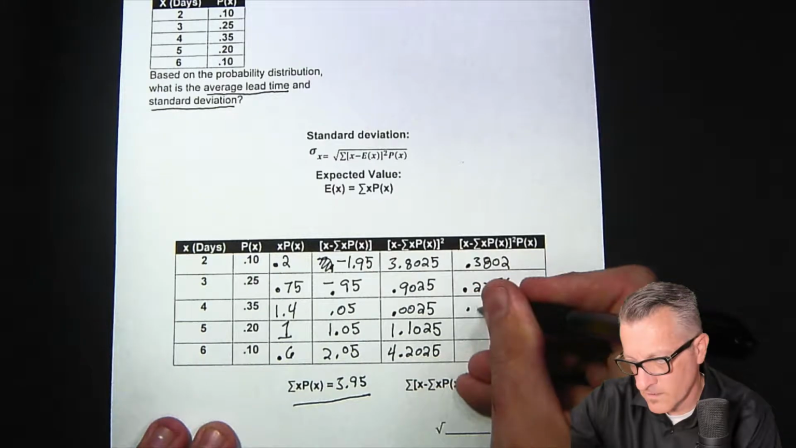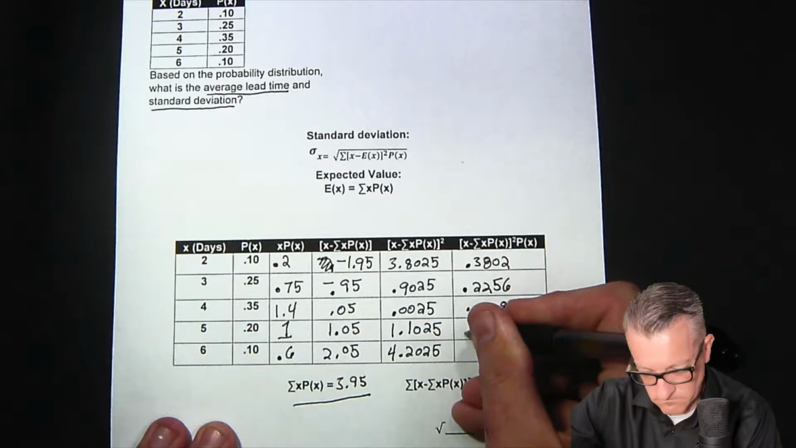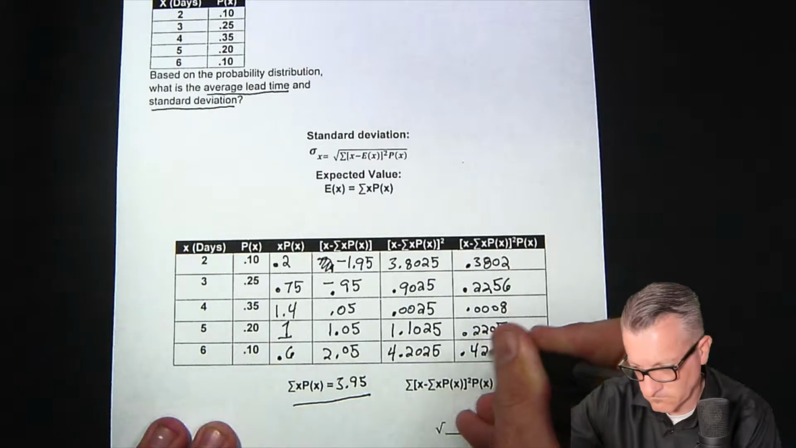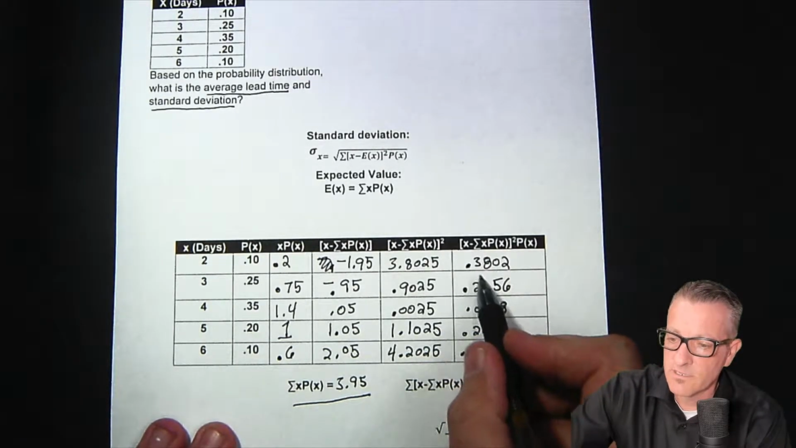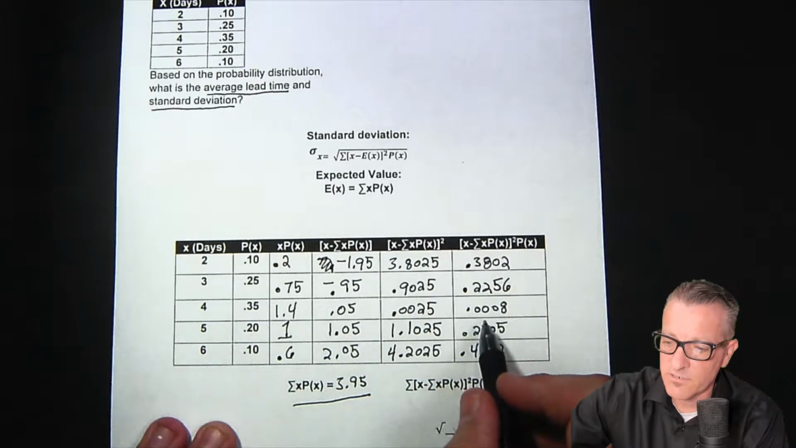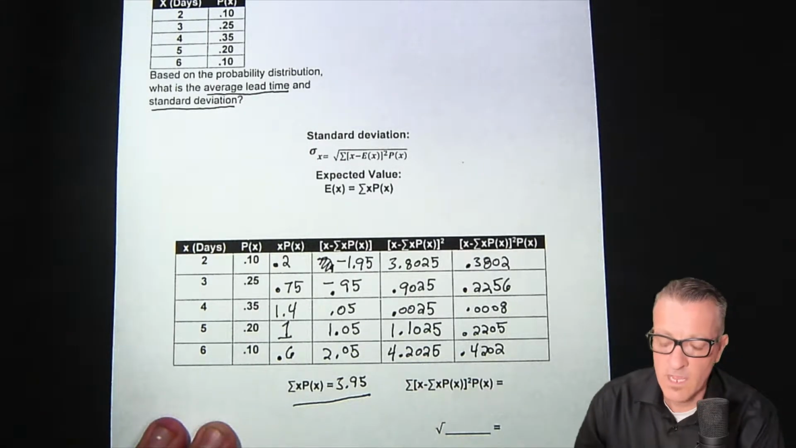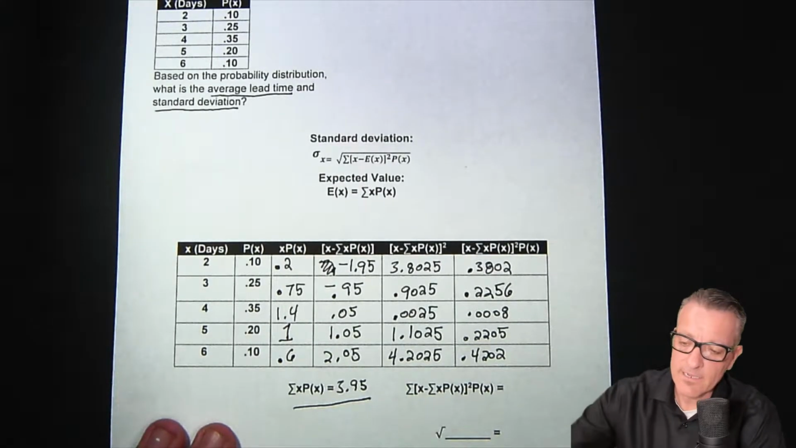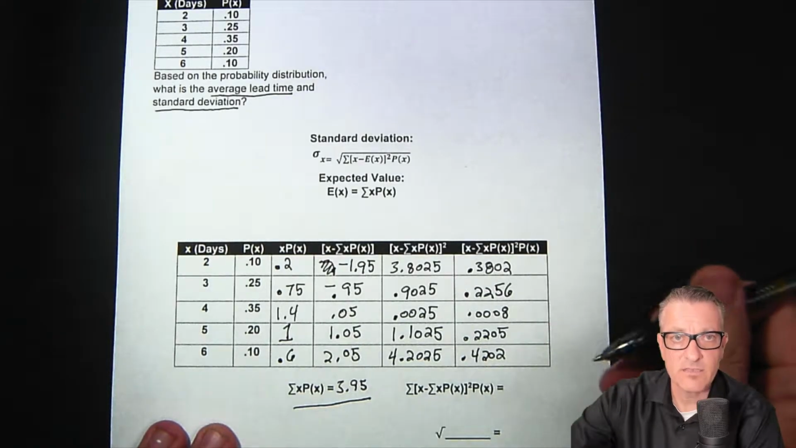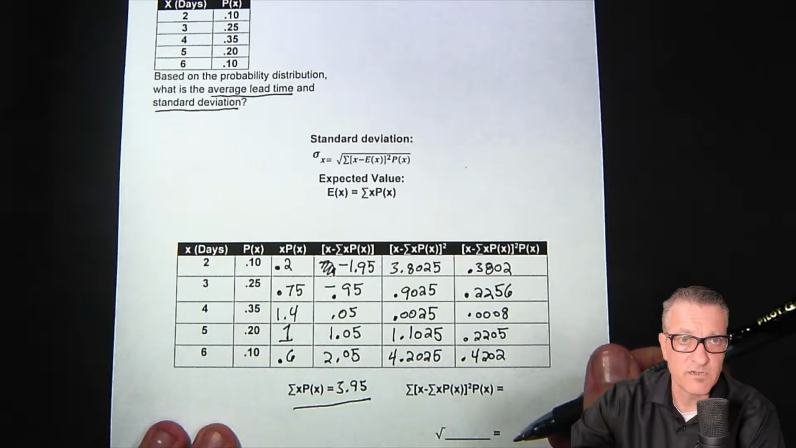5.2256. Okay, so what we have is 0.3802, 0.2256, 0.0008, 0.2205, 0.4202. And then what we do is we add up our last column, and that's going to be one of the last values that we're going to calculate before we get the root of it, and then we'll have the standard deviation.